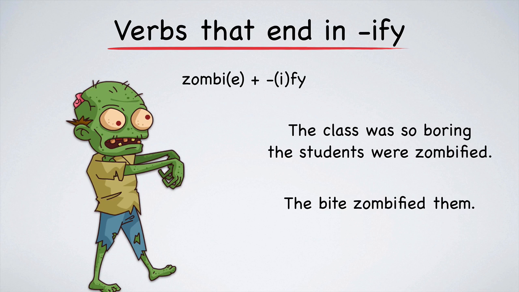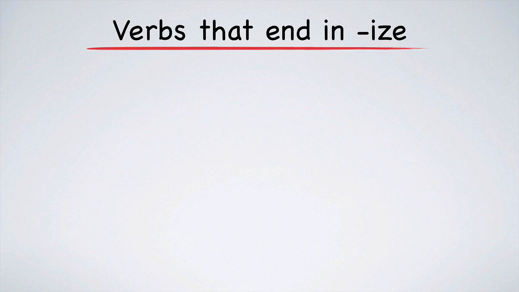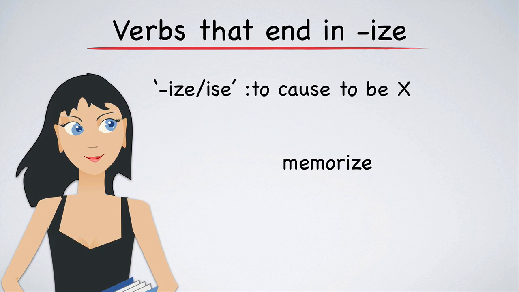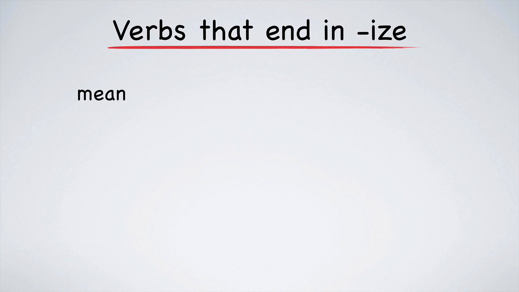Okay, now on to our final suffix, ize. For example, if we take the word memory and add ize, you get the verb memorize, which means to cause something to become a memory. This suffix has many other meanings. We will look at each one in turn.